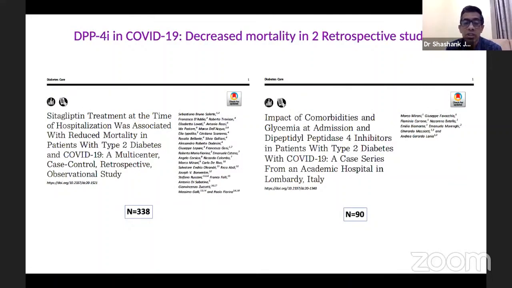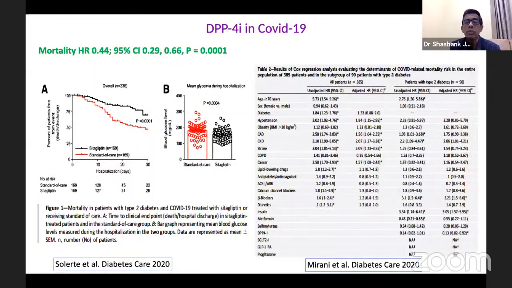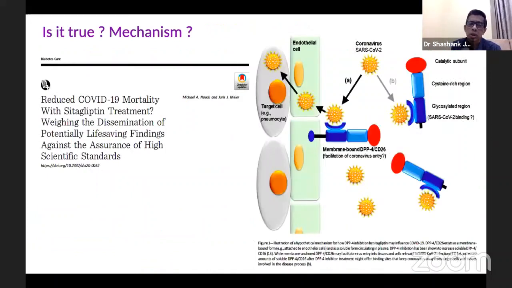And we have these elegant studies published from various centers, including the multi-center study published in Diabetes Care, which showed that with sitagliptin there was reduced mortality in type 2 diabetes in a multi-center case control study. We also showed from Italy that gliptins work. And very clearly, this data in Diabetes Care shows that if you give DPP4 inhibition in COVID-19, like sitagliptin, it might impact mortality also. The hazard ratio is 0.13 and 0.44. So they could have some life-saving potential. Is there a mechanism to show that COVID-19 mortality with sitagliptin treatment might have some science to it? Yes, it's possible, it is probable, and it's a research area.